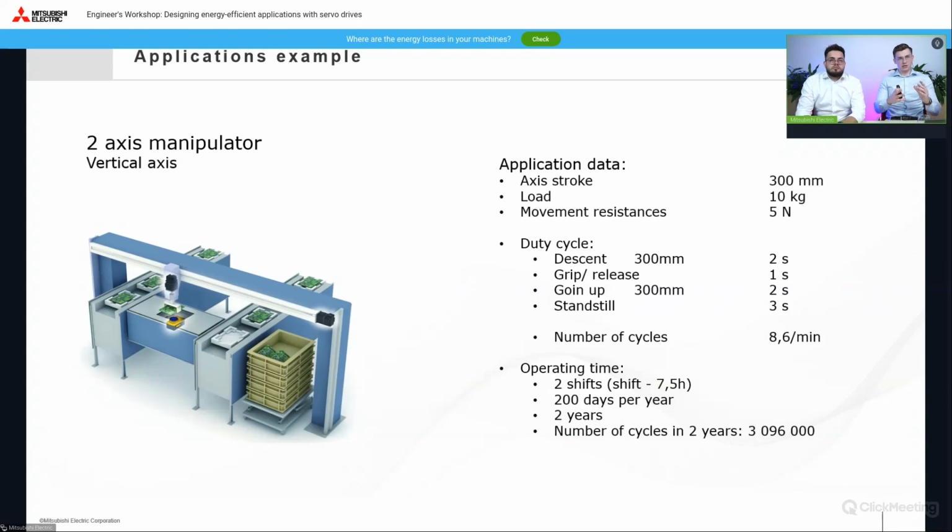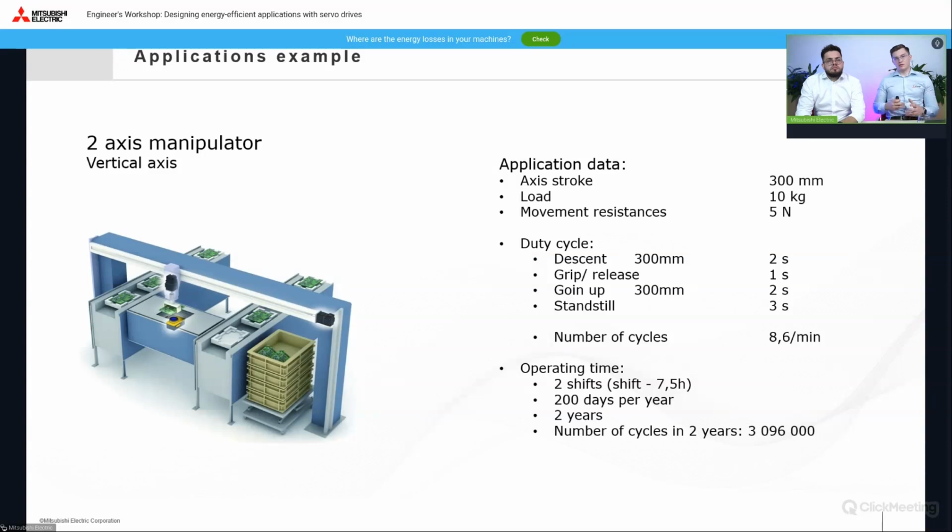Here, what is important about this application. This is a typical manipulator. For the vertical axis, we have a stroke of 300 millimeters, the load not very big, 10 kilograms, and some movement resistance, because there is also always some resistance, for example from friction. The duty cycle is like this: descent by the full stroke in 2 seconds, then a grip releasing action for 1 second, and we are going up. Next we will have a standstill delay of about 3 seconds for the next cycle.